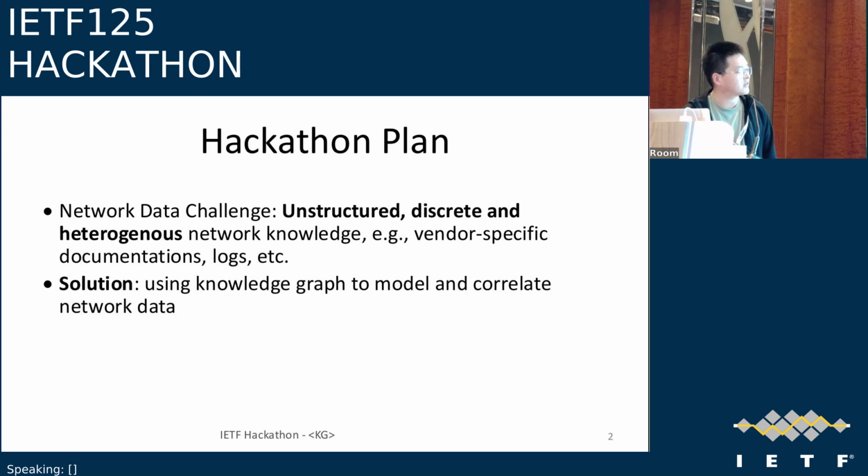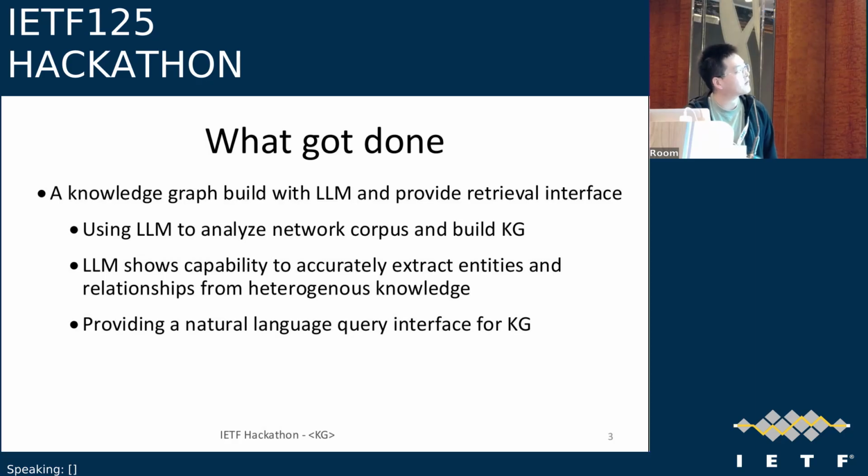Our proposed solution is that we can use a knowledge graph to model and correlate this network data. What we have done is that we have built a knowledge graph with a large language model, and we provide a retrieval interface. First, we use the large language model to analyze the network documents and build a knowledge graph. In this process, the large language model has shown its capability to accurately extract entities and relationships from this knowledge. And we also provide a natural language query interface for the knowledge graph.